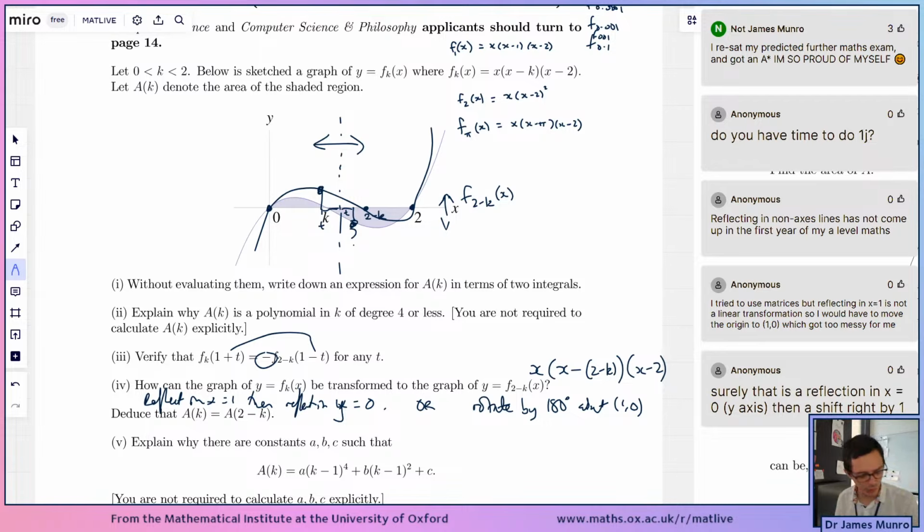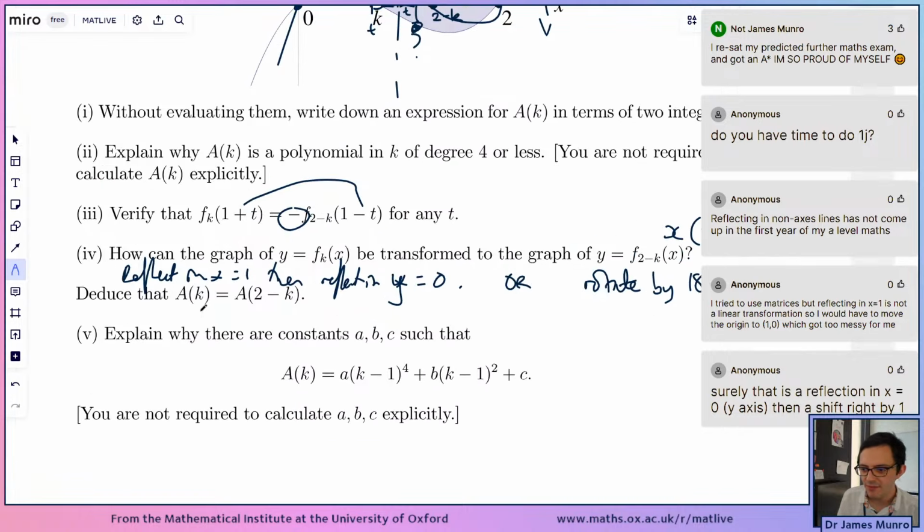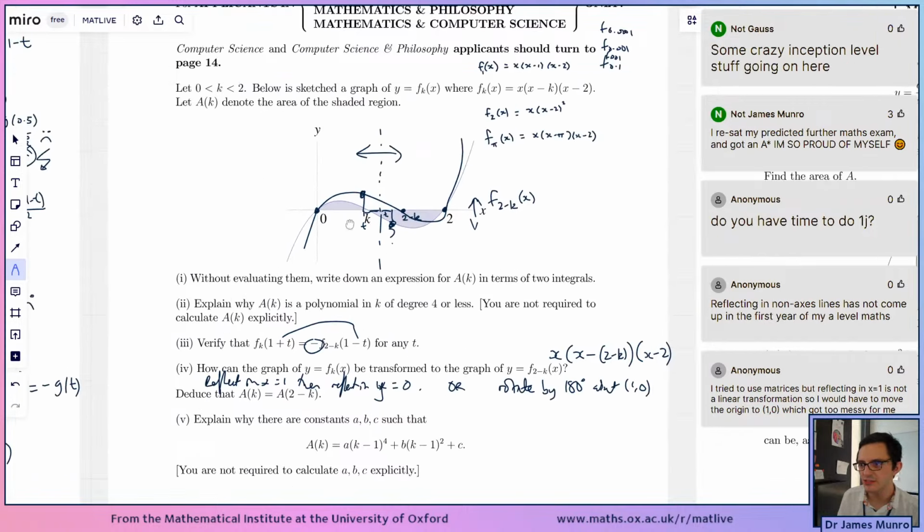Right, cool. Can I do 1J quickly? Was that the next thing people voted for? I haven't talked about this at the end as well. So the area here, A of k, is the area, and I guess the punchline is that after you've done these reflections, the actual area hasn't changed. So the area for f of k is the same thing as the area for f of 2 minus k.